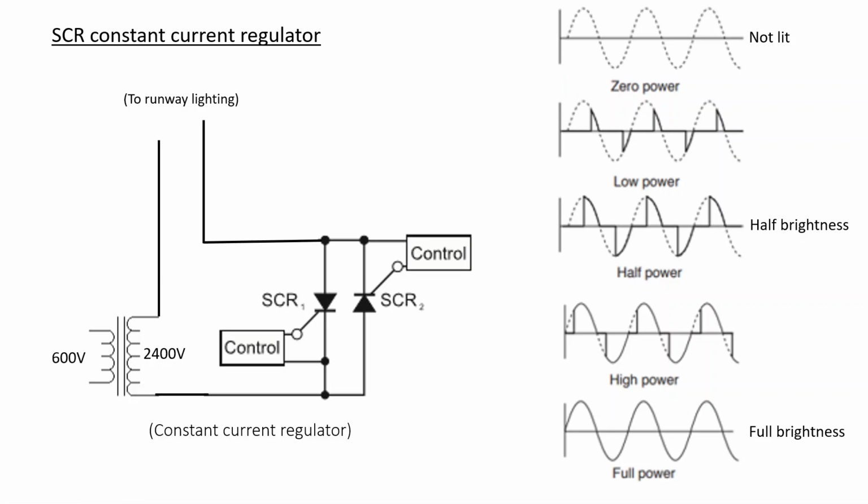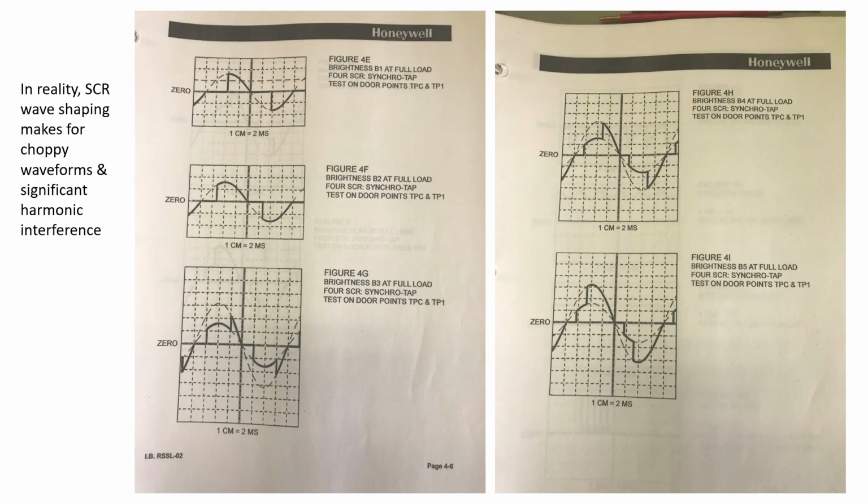Now, on paper, it kind of looks rather perfect and elegant. In reality, if we take a look at the Honeywell manufacturer-provided troubleshooting guide, the SCR wave shaping makes for a choppy waveform and significant harmonic interference, which then led to interference with different types of controls, computers, and overheating of conductors, depending on what else was on the system.